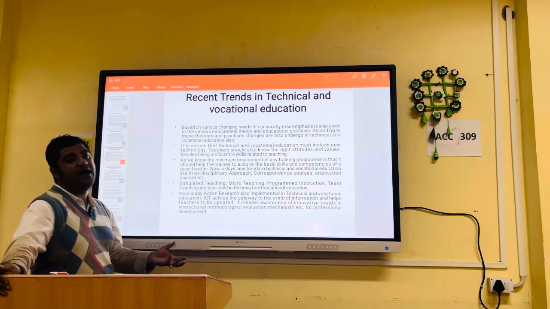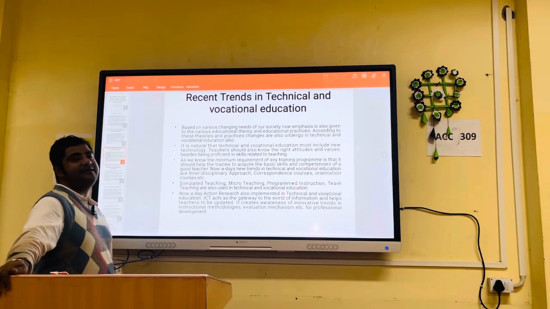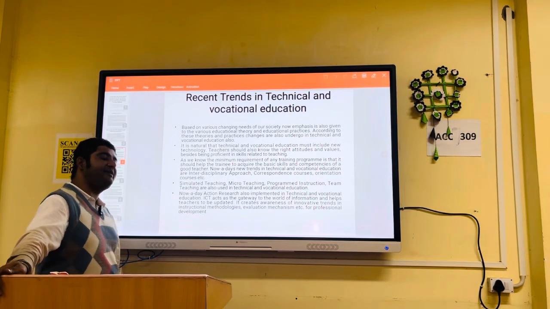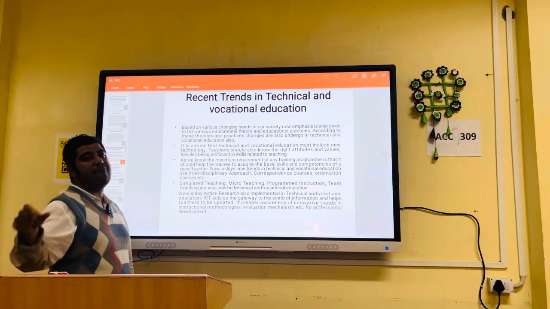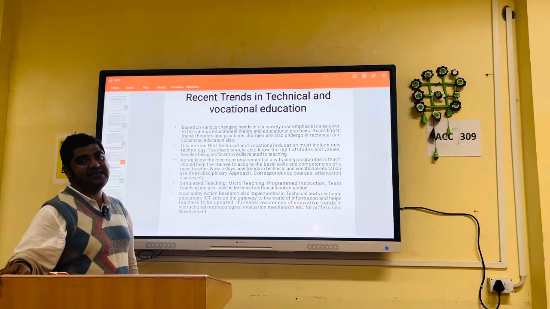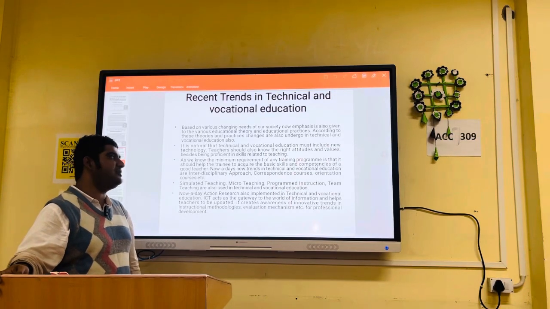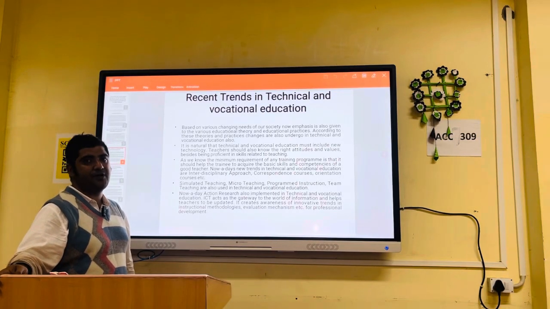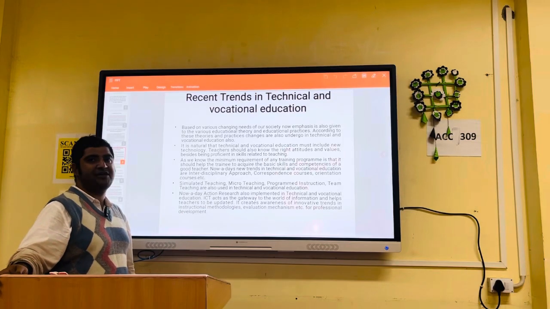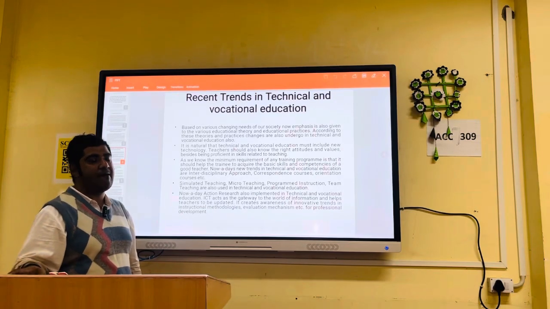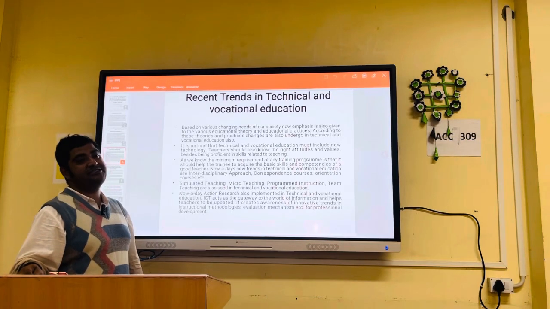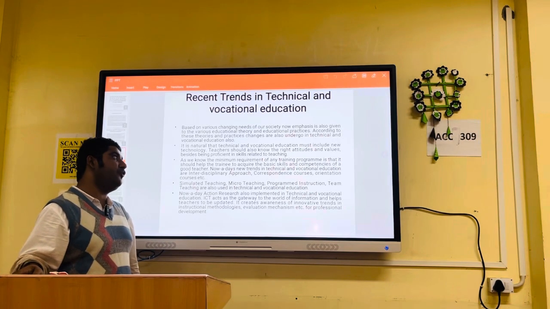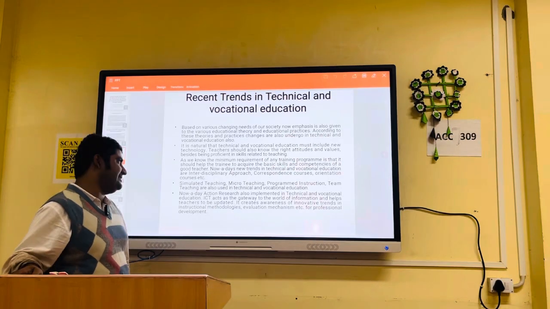Simulated teaching means an artificial environment is created. Micro teaching means a small amount of a topic is delivered by the teacher to the students in the teaching learning process. Programmed instruction means a structured program which will be delivered by the teacher. In team teaching, the teacher will make a group and the role of the teacher here is facilitator.